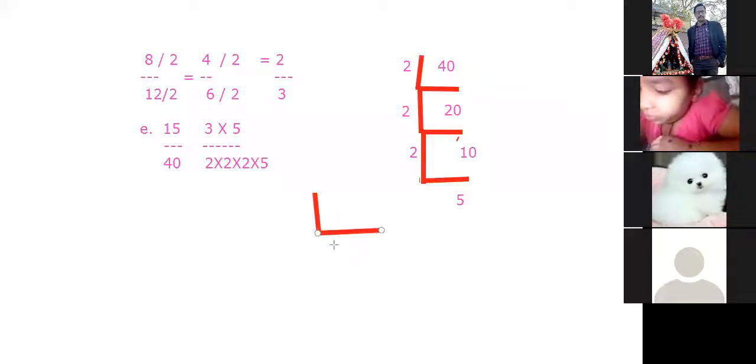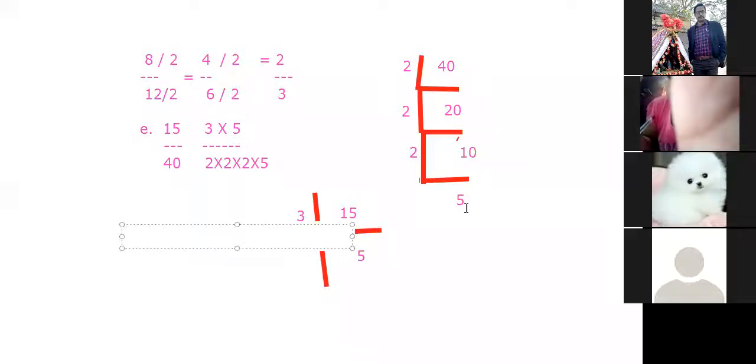Now similarly, I will go for the 15 and draw the same lines. Okay, so I'll take a little time for drawing, because I want to explain it to you properly. Here we go for 15, and if I divide the 15 with 3, I get 5. So 3 into 5 is 15. You can check over here, 3 into 5 is 15.